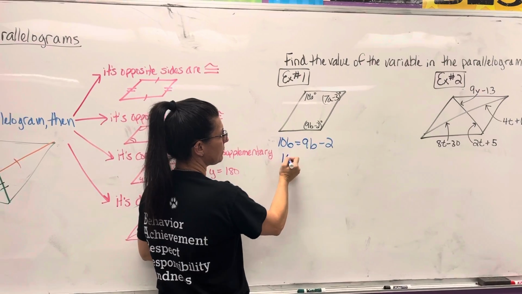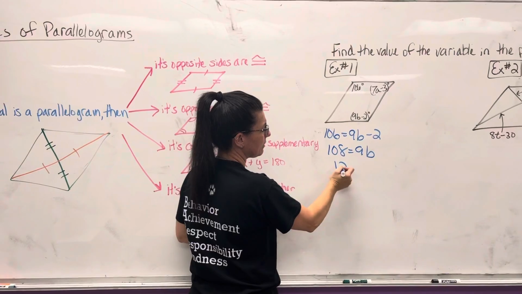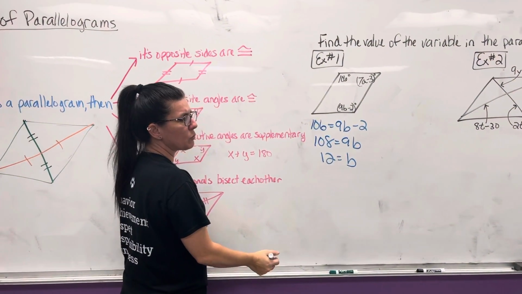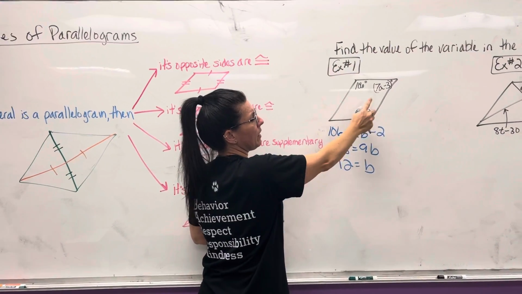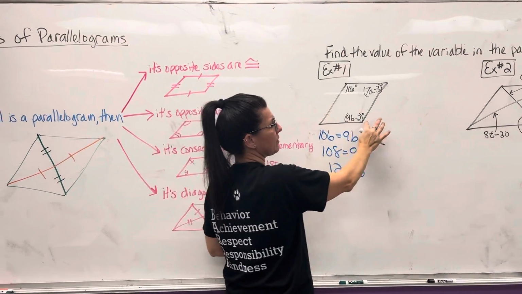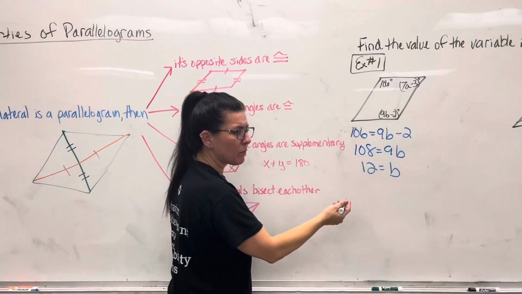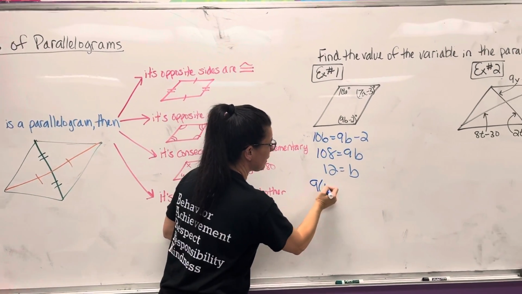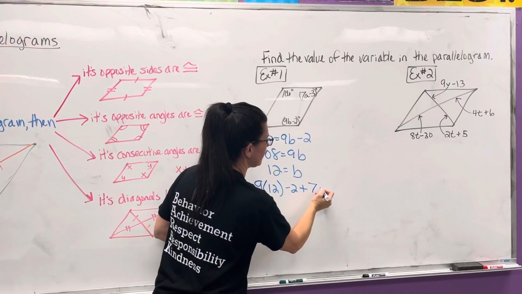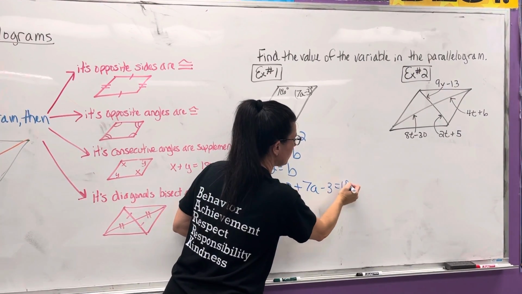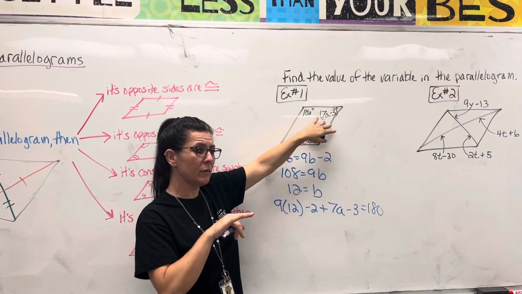Adding 2 to both sides, and dividing by 9, b gives you 12. Now that we know what this one is, we can plug that in and say that these consecutive angles are going to be supplementary. And there's more than one way to approach this problem. We can say 9 times 12 minus 2 plus 7a minus 3 equals 180. So this angle plus this angle is supplementary. They're next to each other.